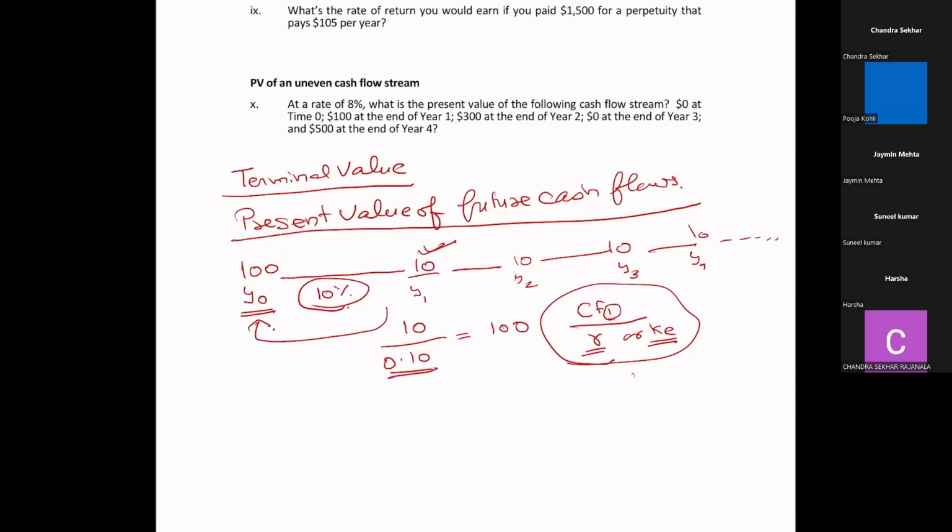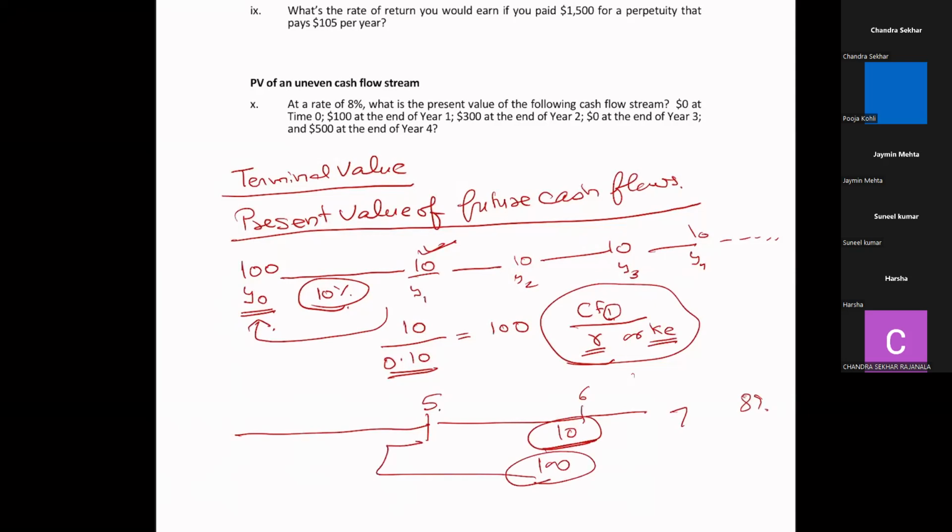So if we have to discount, suppose after 5 years, I will get 10 rupees each in the 6th year, 7th year, 8th year, 9th year, 10th year. So this 10 rupees will be the 100 I have to get at year 5. Is that clear to everyone?